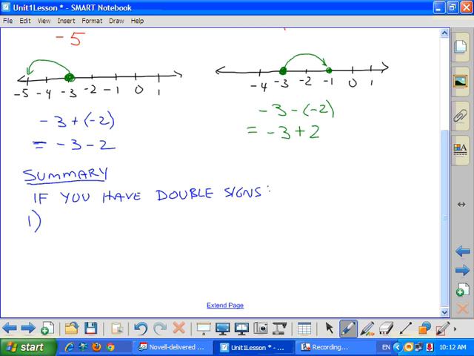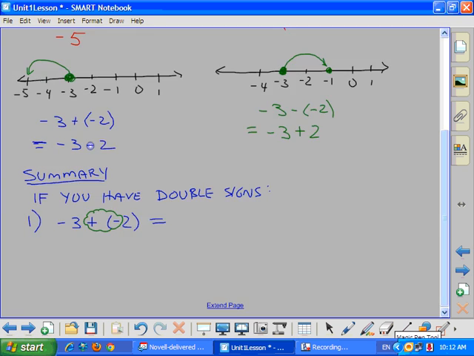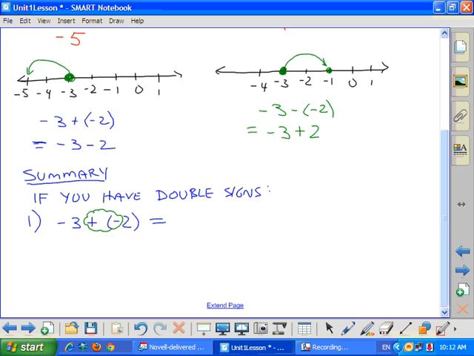First example, if you have a positive and then a negative side by side, I'll just use numbers: plus negative 2. That positive and negative, that's what I'm referring to. Here are the 2 signs side by side. We said above, when we did that example, if we have a positive and a negative side by side, I showed you that it really turns out just to be subtracting. So it ends up being negative 3 subtract 2.